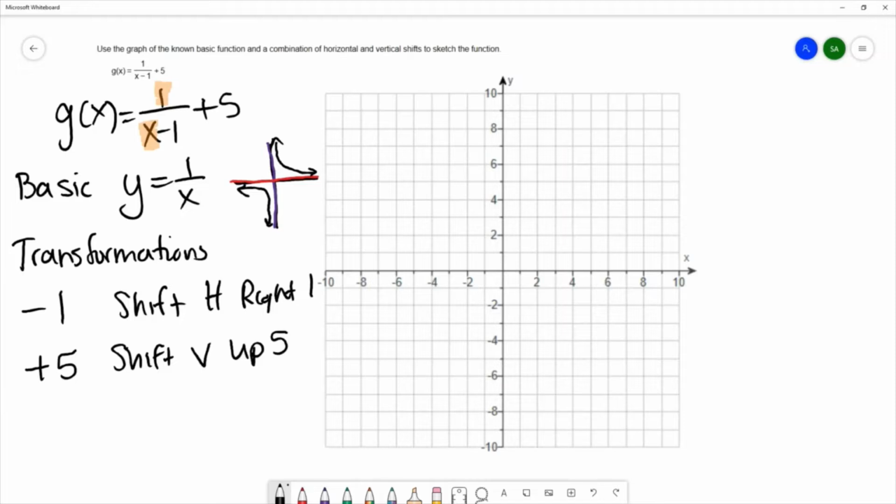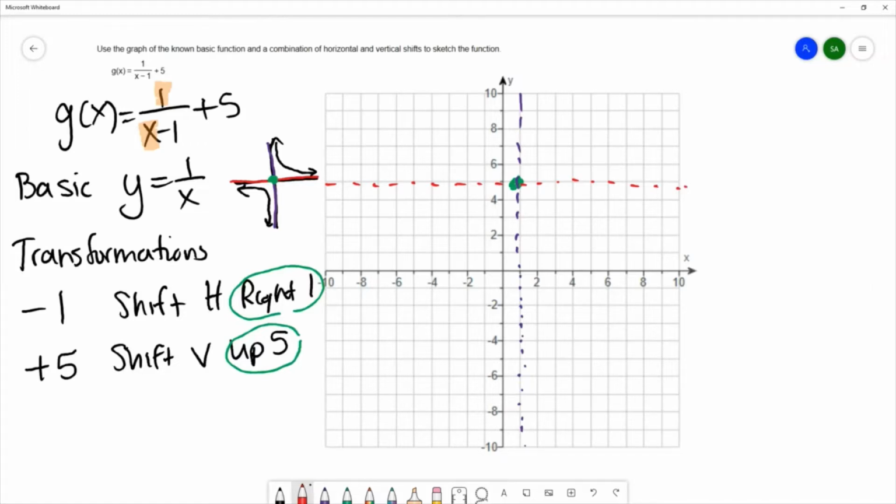I mentioned the horizontal and vertical asymptotes because those will help us shift drawing the graph. So my horizontal and vertical asymptote meet right here at the origin at 0, 0. I'm going to shift to the right one and up 5 to shift the location of where the vertical and horizontal asymptotes are. So if I shift to the right one and up 5, that's going to be the location where the vertical and horizontal asymptotes cross each other now. So my vertical asymptote is now going to pass through x equals 1, and my horizontal asymptote will pass through y equals 5.